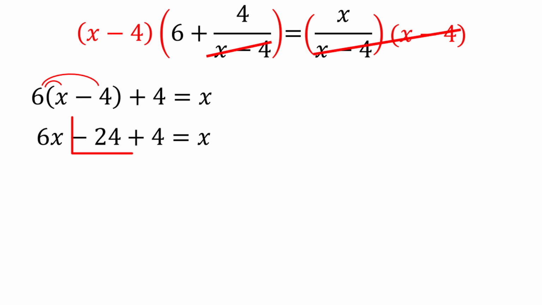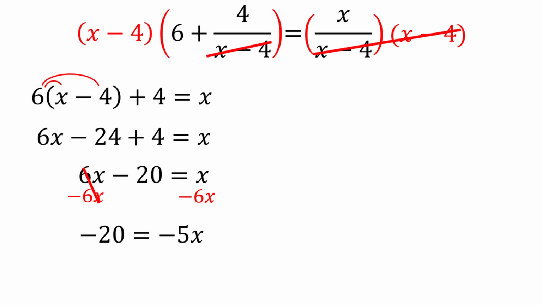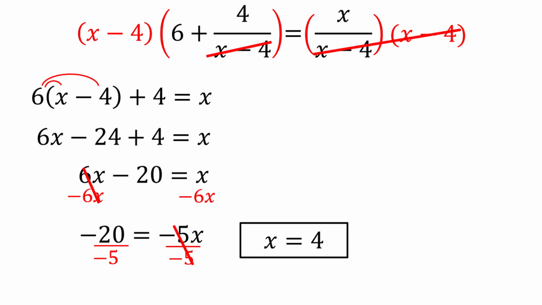Combining the constants of negative 24 and 4, we have 6x minus 20 is equal to x. Subtracting 6x from both sides to cancel the 6x, we have negative 20 is equal to negative 5x. Dividing each side by negative 5 to cancel the coefficient on x, we have x equals 4, which is our final answer. But wait just a minute.